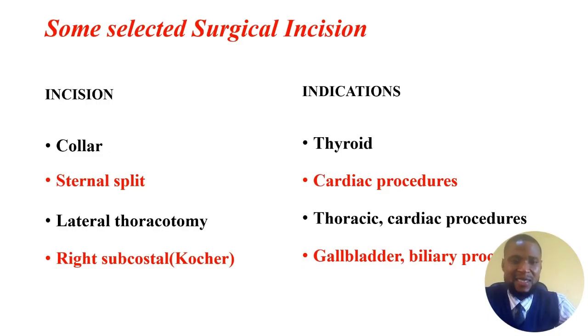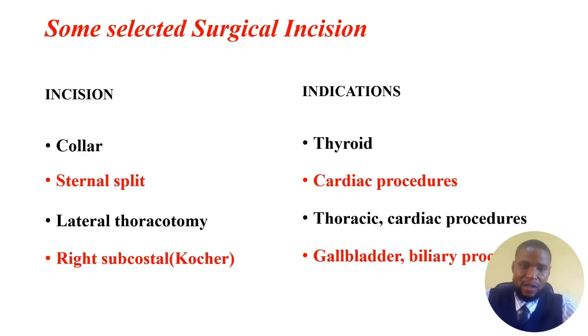Another incision here is the sternal split, from the word sternum. If you want to work in the thoracic cage, let's say you want to do any cardiac procedure, you do a sternal split. The next one is lateral thoracotomy. The lateral could be the left lateral or the right lateral. It can be used to access the thoracic cage as well. If you want to do any cardiac procedure, these two can also be used based on the patient's condition. That is different from the sternal split.